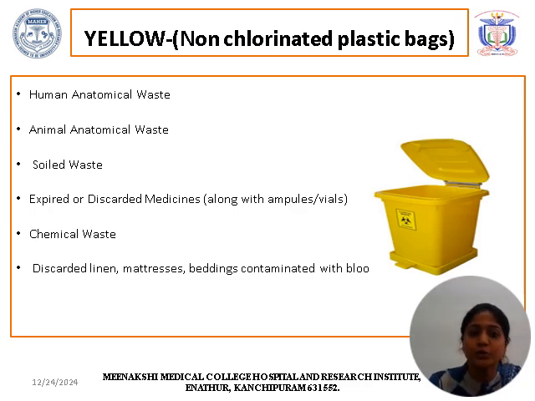What are all the waste? Human anatomical waste, animal anatomical waste, soiled waste, expired or discarded medicines along with ampoules or vials, chemical waste, and discarded linen, mattress, beddings contaminated with blood. Okay, so for easy remembrance, you can remember that any waste which is soiled with human blood and blood fluids has to be discarded in yellow color bin.